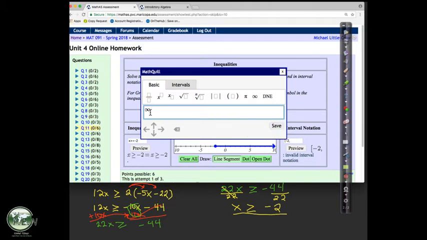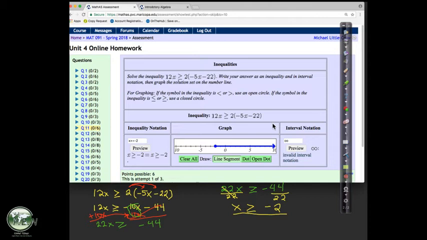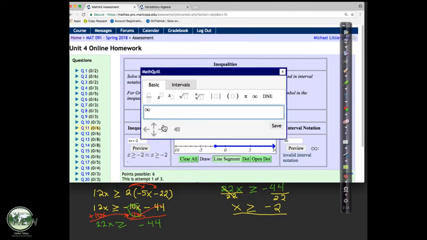And then what goes with infinity always? Brackets or parentheses? Parentheses. Because the idea is you never really can get there. So I'm going to just, I think if I go save... Let's just go up here. Let's go bracket.